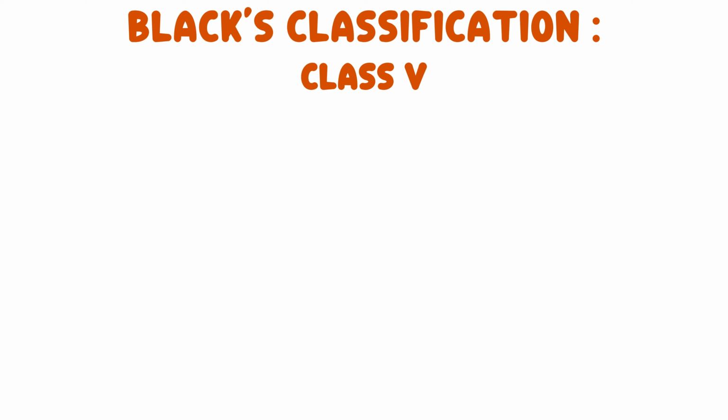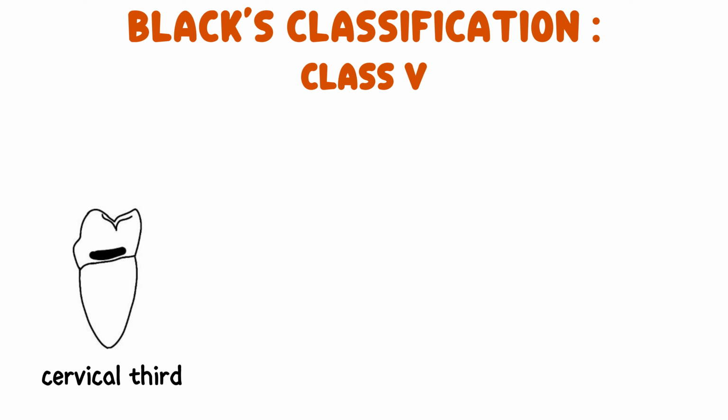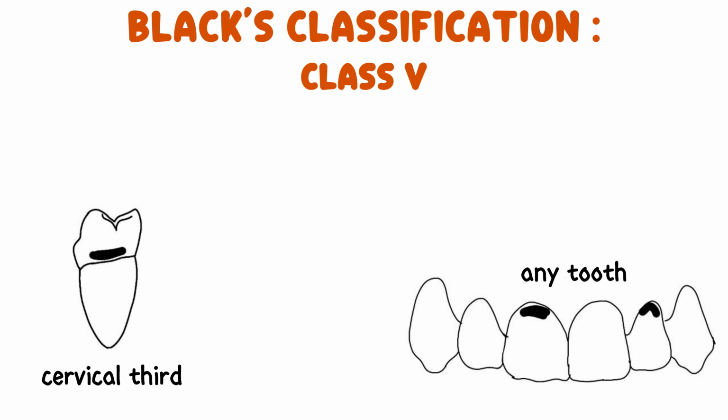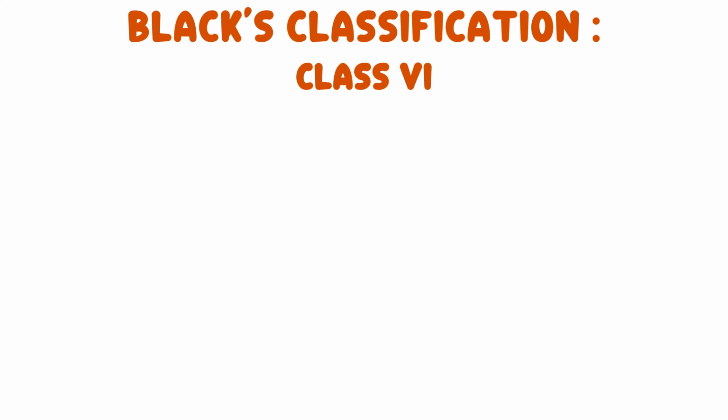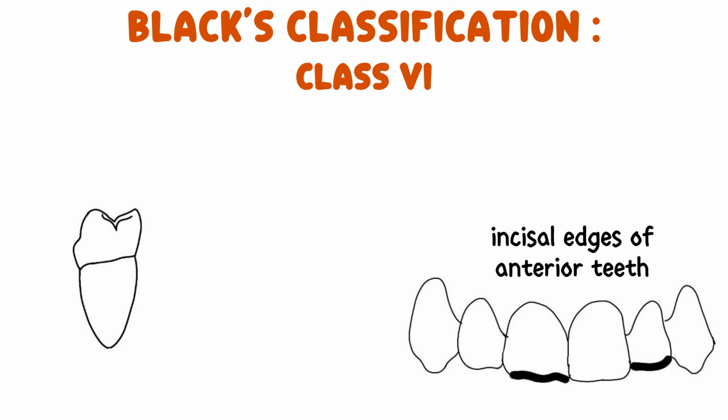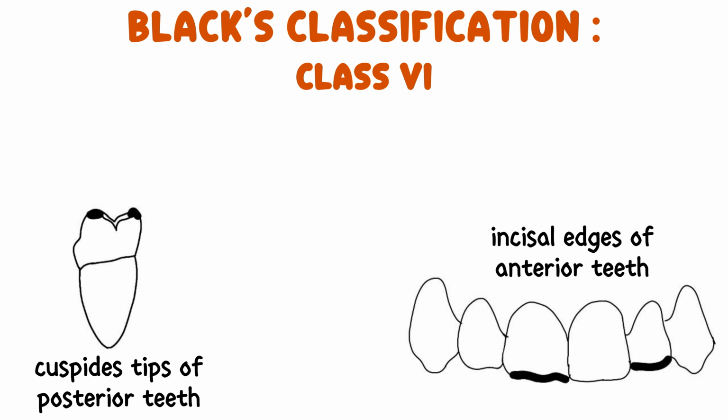Class 5. These cavities occur on the cervical third of the facial or lingual surfaces of any tooth. They're often caused by factors like poor brushing technique or acidic erosion. Class 6. Lastly, this class involves the incisal edges of anterior teeth or the cusp tips of posterior teeth. These are less common and typically result from wear or trauma.